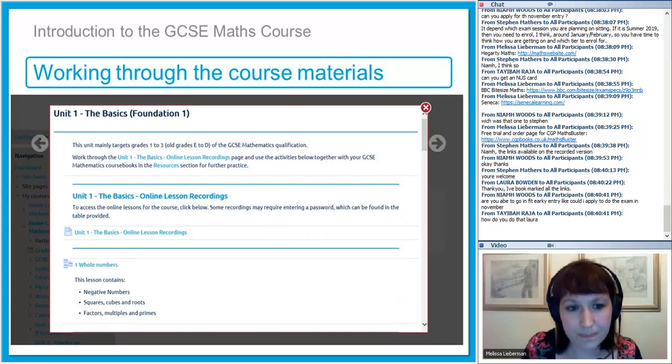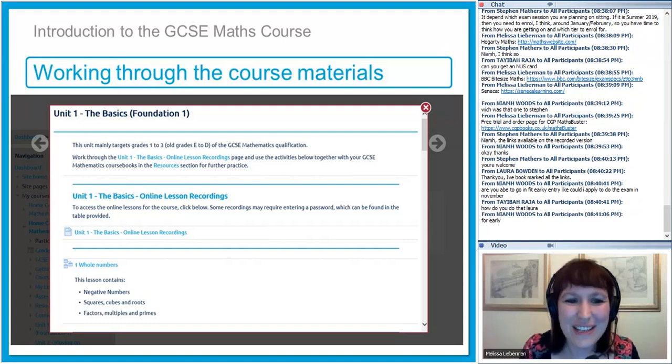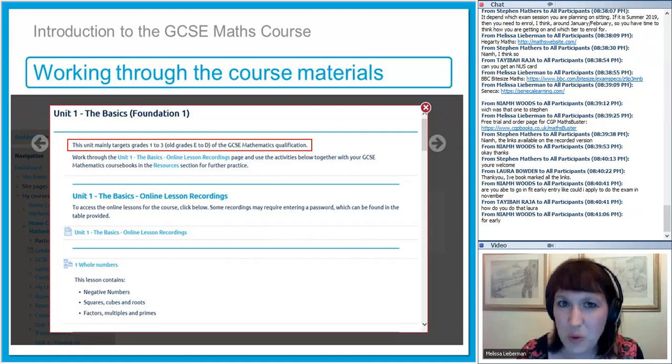So Unit 1 mainly targets, and I'll talk a little bit more about grades in a moment, grades 1 to 3, which is old grades E to D. So hopefully for most people this is revision. Hopefully for most people these are all topics that you've heard of, even if you haven't done maths in a very long time. Hopefully you've done them at some point in your school career.